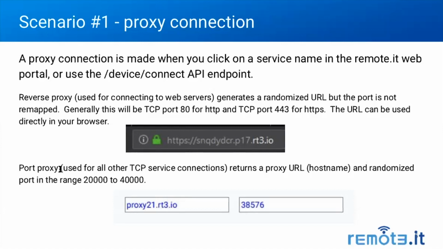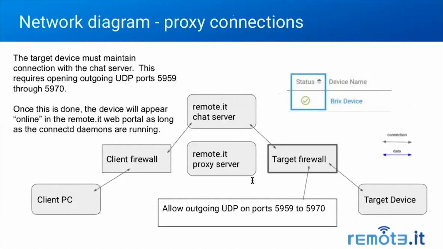A port proxy, which is used for all other types of TCP service connections, returns a proxy URL, such as this one here, and then a randomized port in the range of 20,000 to 40,000. So that's the port over there. And if you've been making connections through our web portal, you will be familiar with those things because that's where these screenshots were taken from.